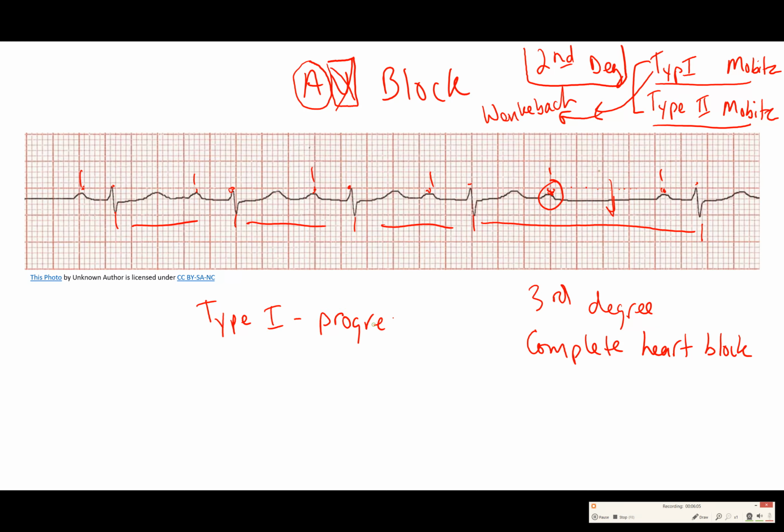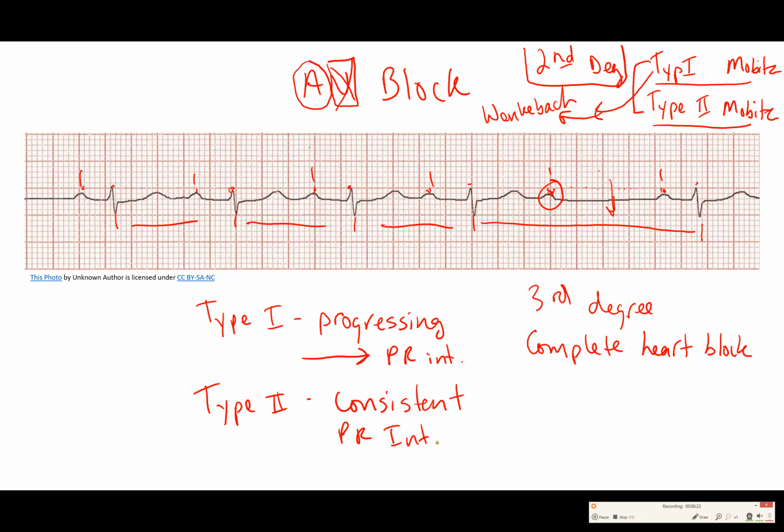lengthening of the PR interval, whereas type 2 will have a consistent PR interval. So let's look at our PR intervals and see if they are consistent or if they are getting longer. If we look at this PR interval, the beginning of the P wave to the beginning of the QRS complex, you can see it's about 6 small boxes, which, by the way, is a little bit long. It should be 5 small boxes or less.